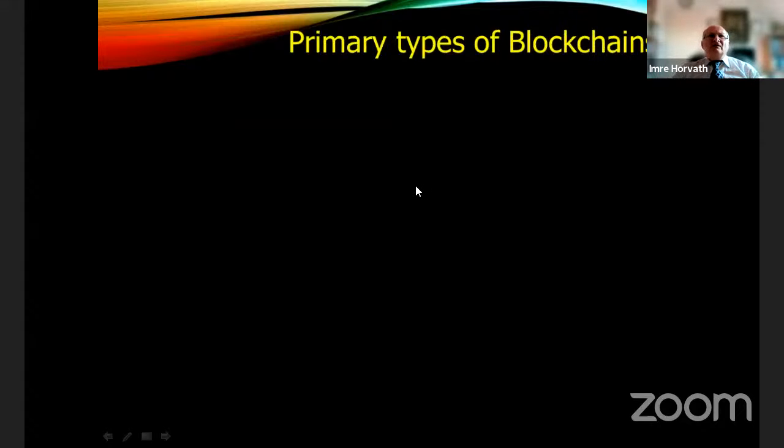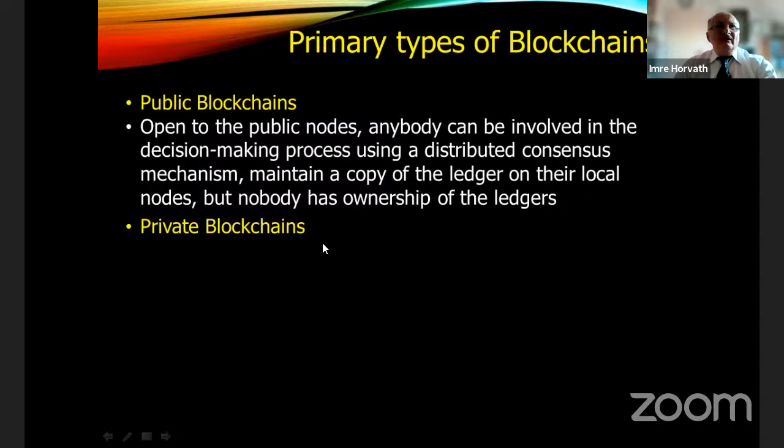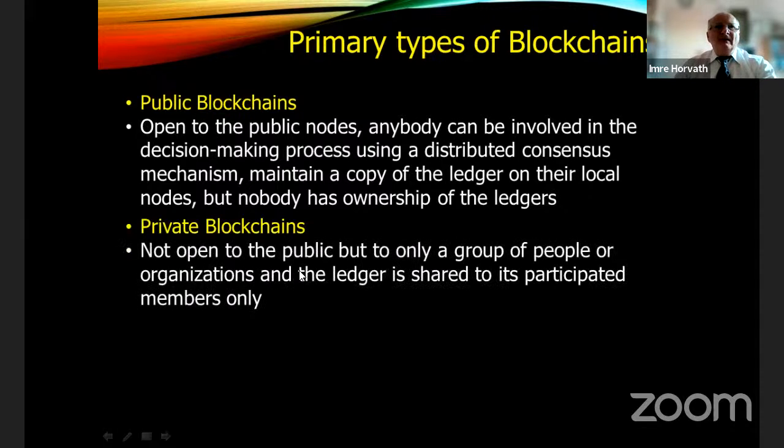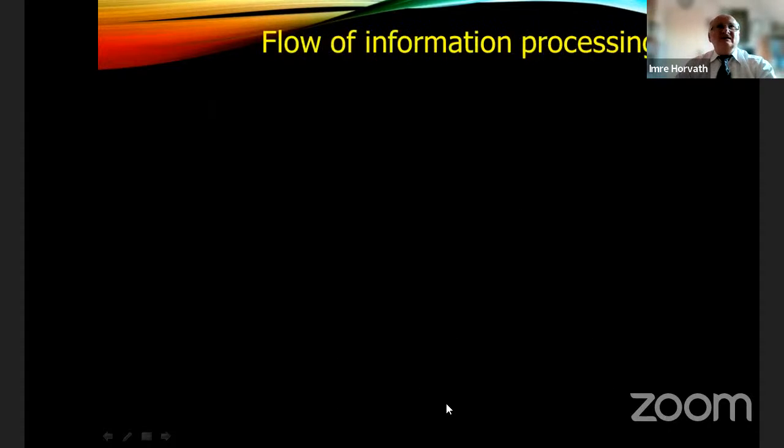Let me introduce now the primary types of blockchains. There are public blockchains, open to public nodes. Anybody can be involved in the decision-making process using a distributed consensus mechanism, maintaining a copy of the ledger on their local nodes, but nobody has ownership of the ledger. We can talk about private blockchains, which are not open to the public, but only to a group of people or an organization, and the ledger is shared with its participating members only. And then we can talk about a semi-private blockchain, which means that some part of the blockchain is private and controlled by the group or organization, and the rest is open to the public for anyone to participate.